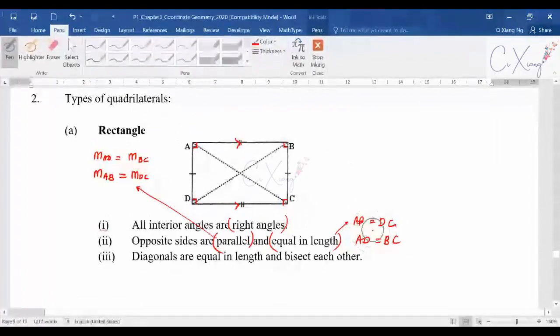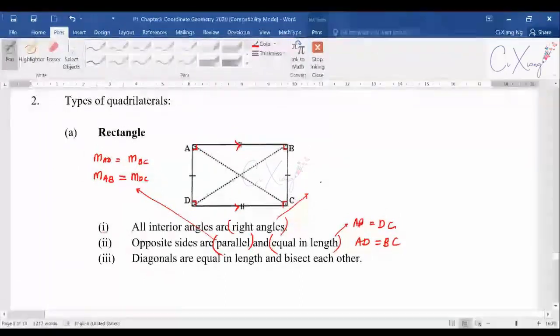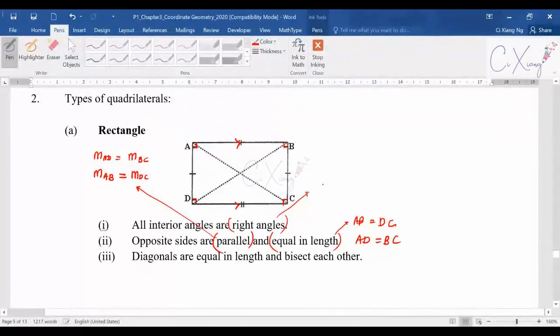So if you want to apply this property, this is a formula for distance. This is the formula for gradient. This is also the formula for gradient, but this is perpendicular, so it is equal to -1 when you multiply two gradients together. This one is parallel, so the gradient AD should be equal to the gradient of BC. So you see all the properties here will link you to some concept or formula that we learned just now.